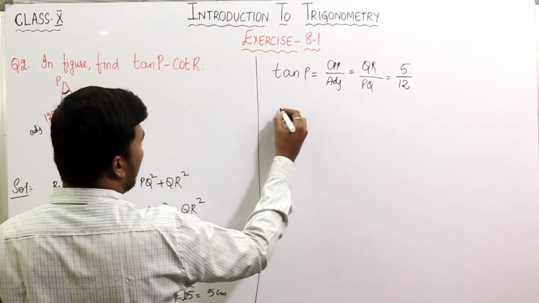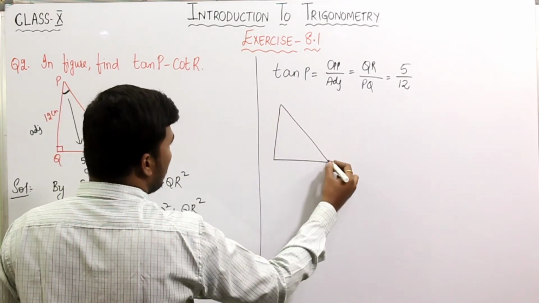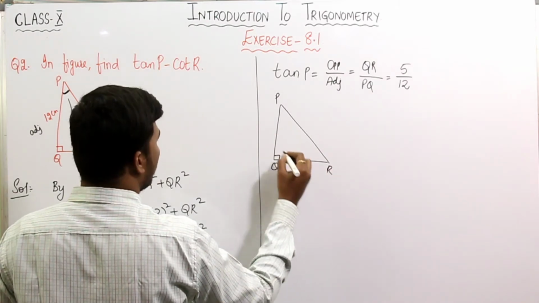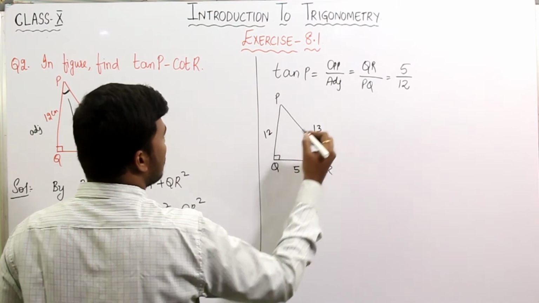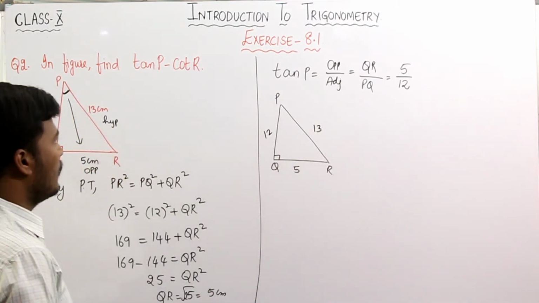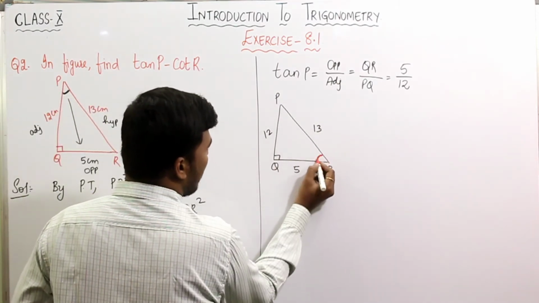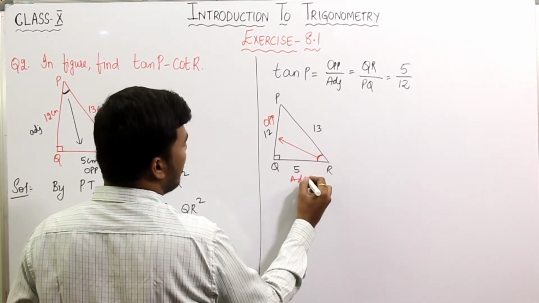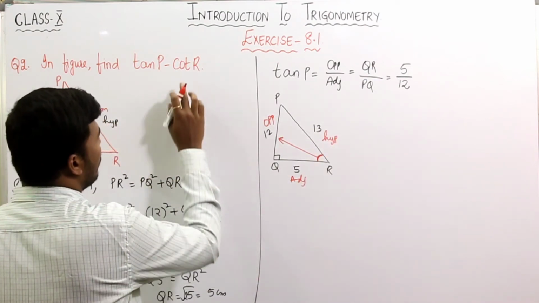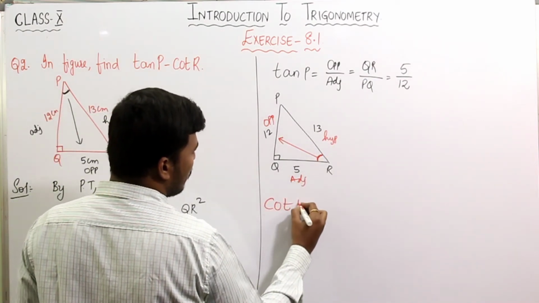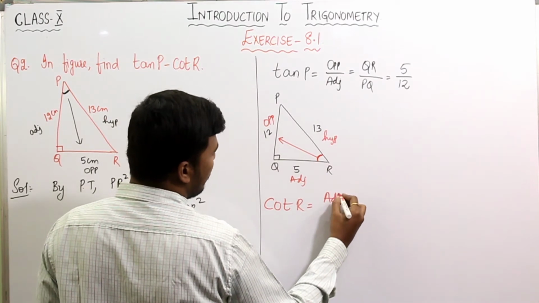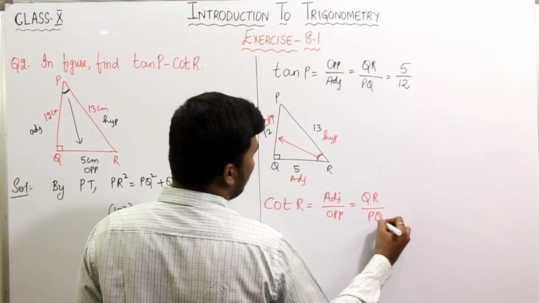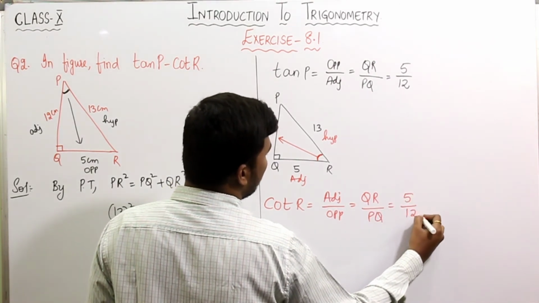Next, cot R. Again for that, draw a triangle PQR. This is 5 centimeters, this is 12 centimeters, this is 13 centimeters. From that, for cot R, this is the viewing angle, so this will become the opposite side, this is the adjacent side, and this is the hypotenuse. So what we have to find out? Cot R. Cot R is nothing but adjacent side by opposite side, which is QR by PQ, which is equal to 5 by 12.